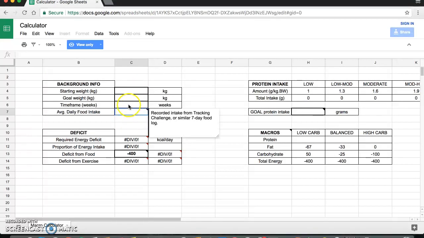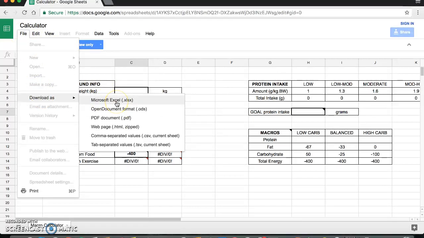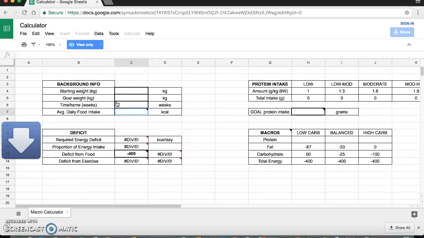Now, on Google Sheets, it is not a document that you can edit. As you can see here, hit the buttons and nothing's going in. But what you can do is download it as a Microsoft Excel spreadsheet. So we'll do that, and then we'll open up the calculator and get started.